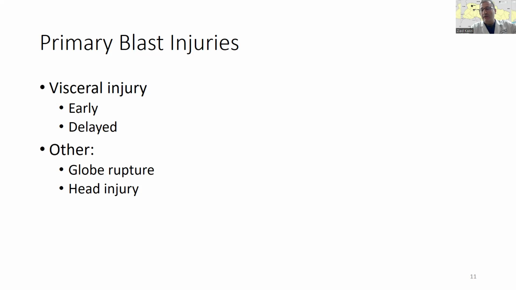Primary blast injuries also include head injuries, whether it's intracranial hemorrhage or contusion. All of this should be assessed, of course, with CT scan imaging of the head.